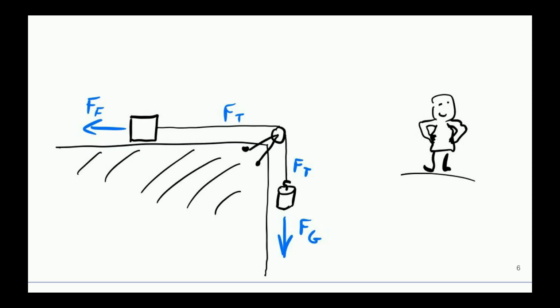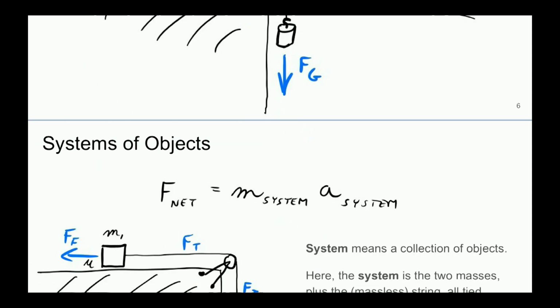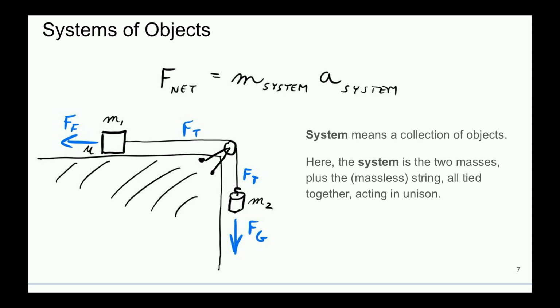Here, I have a system of lab masses and a pulley rig and some string. I'm going to define that system to be the two masses plus the massless string, and they're all working in unison. They all work together. So in general, a system is something that is a collection of objects. Right up until now, we've said the object has a force on it. Now we're going to say the system has forces on it, okay?